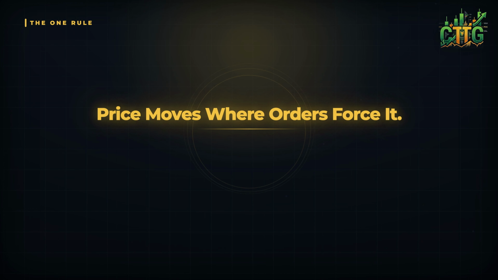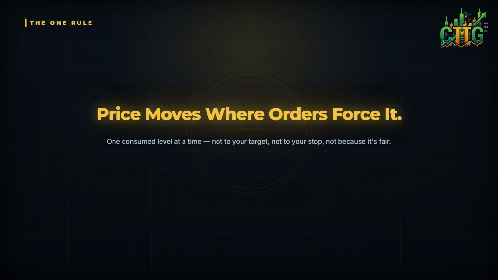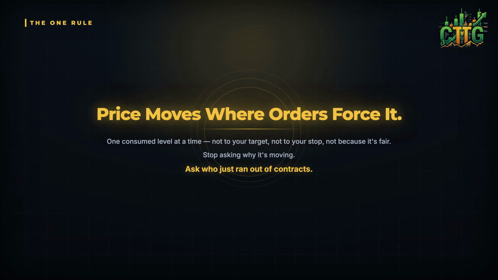If you remember one sentence from this video, make it this one. Price moves to where the orders force it, one consumed level at a time. Not to your target, not to your stop, not because it's fair. When you internalize that, half the emotion drains out of trading. You stop asking, why is it doing this? And you start asking, who just ran out of contracts? That's the shift from trading your feelings to trading the auction.